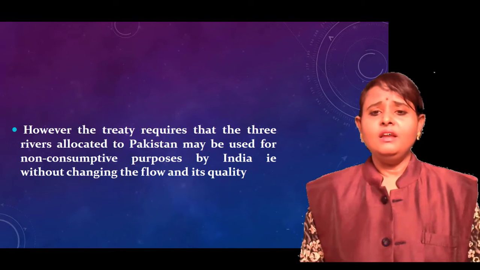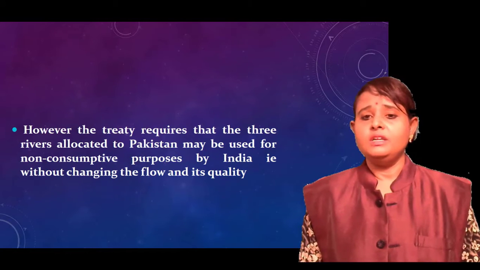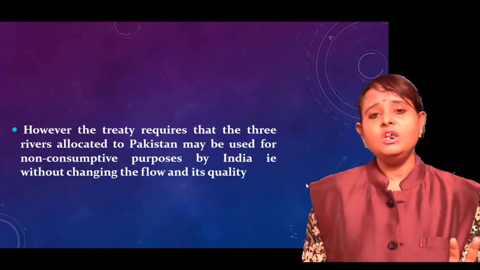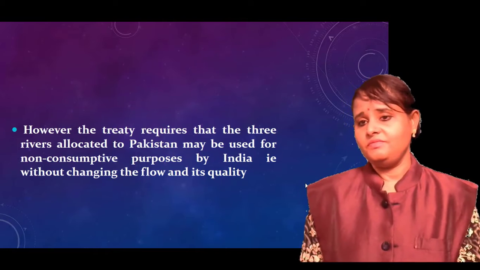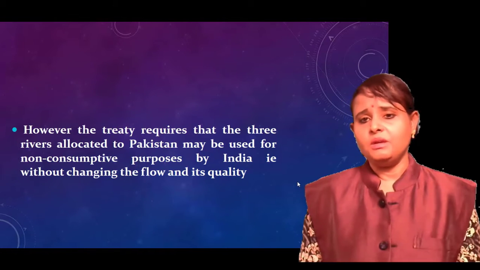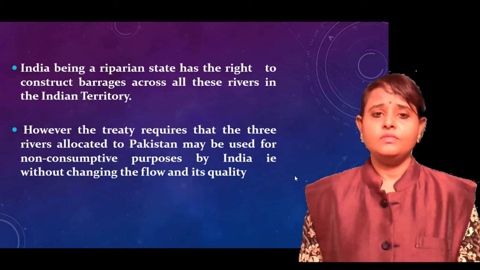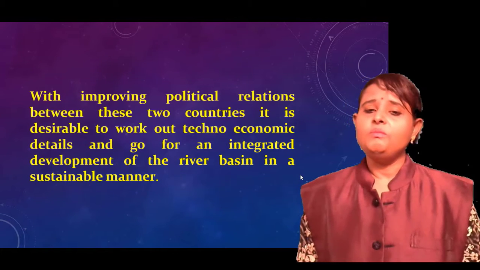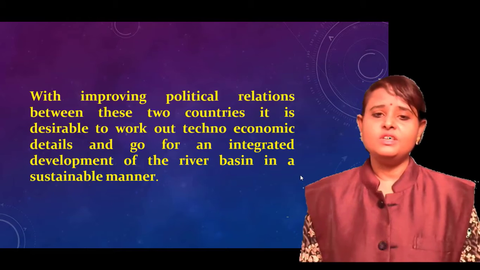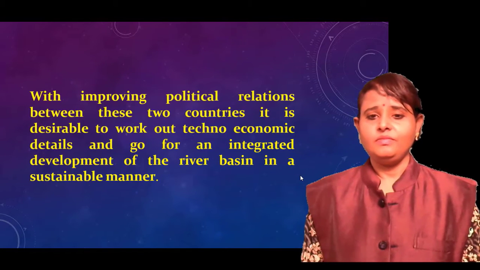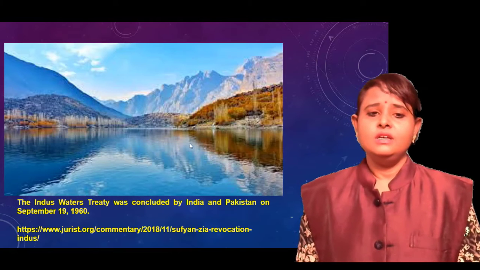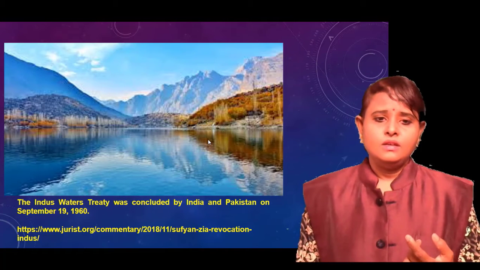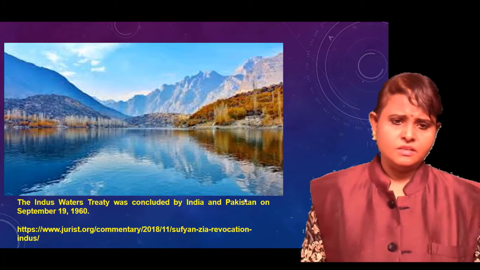The treaty requires that the three rivers allotted to Pakistan, I told you already, can be used for non-consumptive purposes. They gave permission to use, but the water quality should not be affected. It is affected, so the problem arose. That's all. Okay, so no need to go in depth about the Indus Water Treaty. But the problem is solved by maintaining some political relationship between the two countries. Okay. Now you can see this is the Indus Water Treaty concluded by India and Pakistan on September 19, 1960. They have written here.